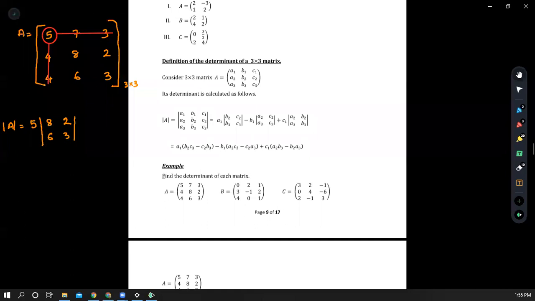Now I have to move to the second column of this matrix. Therefore, again, I have to select the value. The new value is plus 7, and we have to cut down the row and column associated with that value. Remaining values are 4, 2, 4, and 3. And then we have to move to the next column.